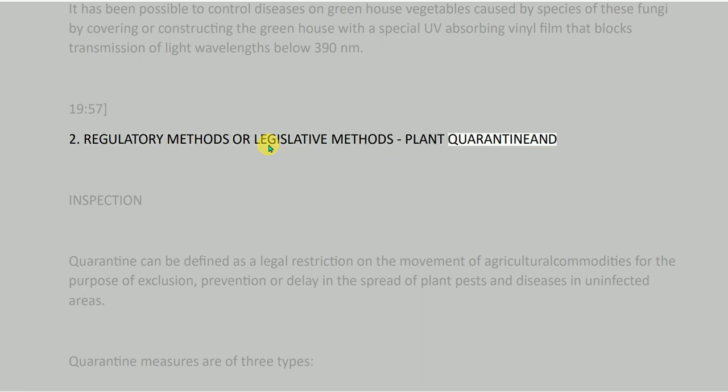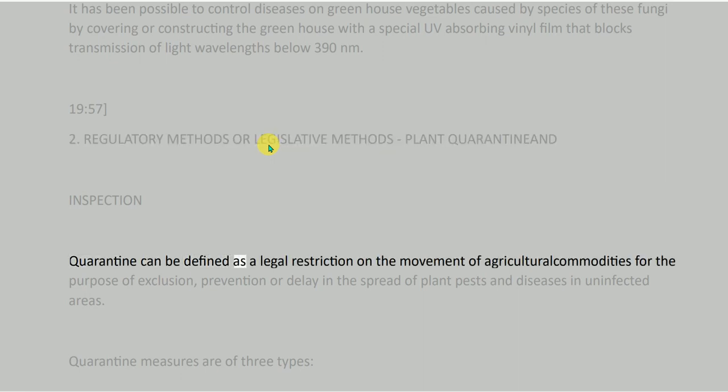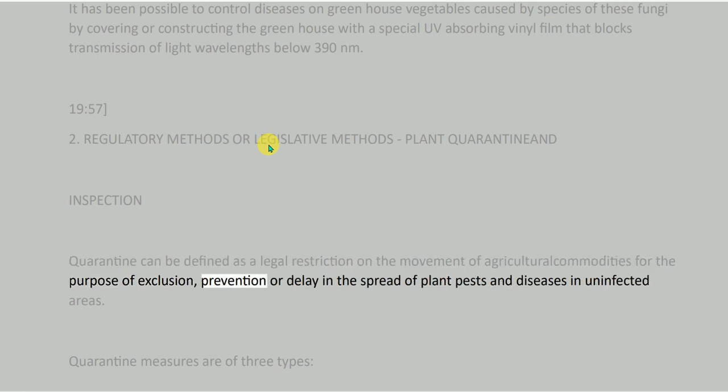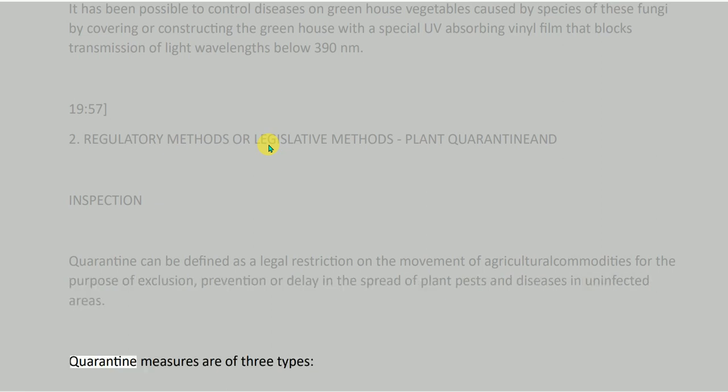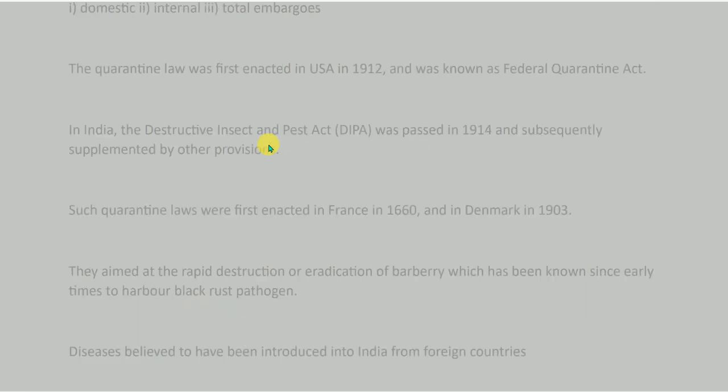Quarantine can be defined as a legal restriction on the movement of agricultural commodities for the purpose of exclusion, prevention or delay in the spread of plant pests and diseases in uninfected areas. Quarantine measures are of 3 types: 1. Domestic. 2. Internal. 3. Total embargoes. The quarantine law was first enacted in USA in 1912 and was known as Federal Quarantine Act.